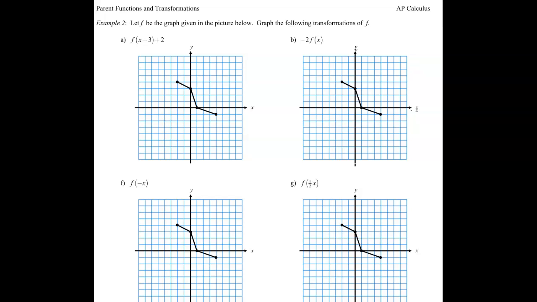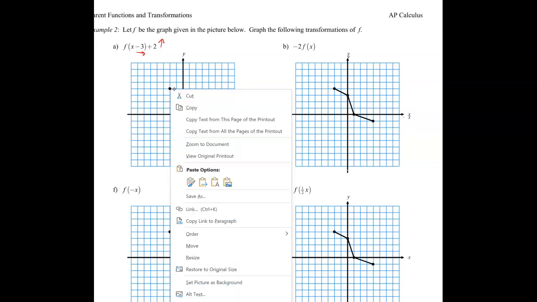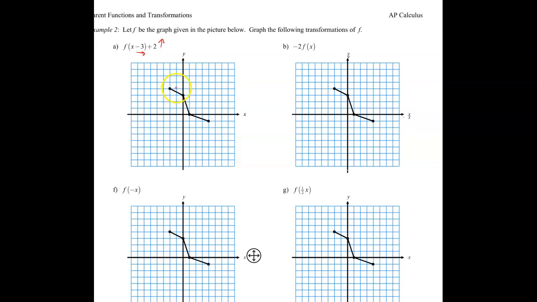Alright, so that f of x minus 3 plus 2, well, that minus 3 on the inside tells me that I'm going to be shifting all of my points right by 3, and then that up 2 is going to tell me I'm going to be shifting all of my points up by 2. So literally one at a time, I'm just going to take this point and shift it right 3, so 1, 2, 3, and then up 2, 1, 2. Shift right 3, up 2, and the next point, right 3.